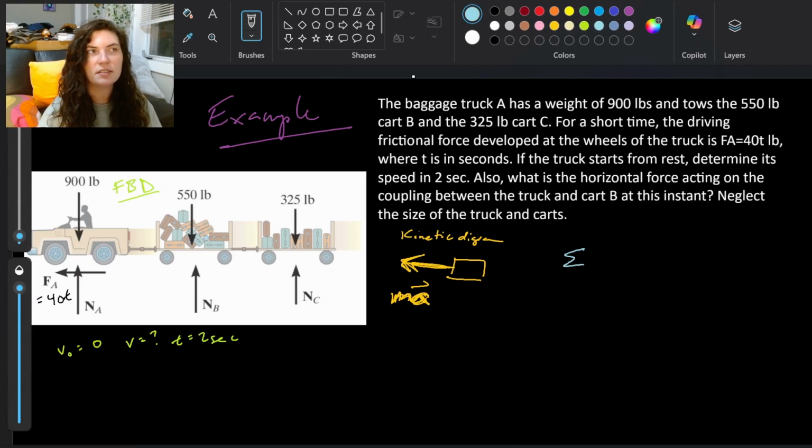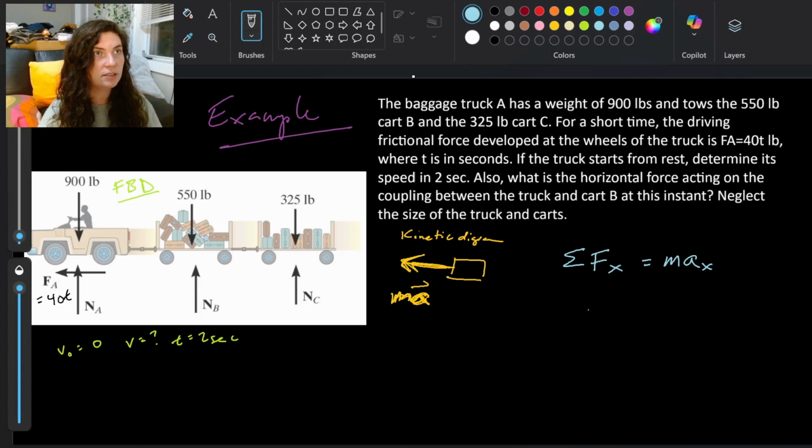And in this case, we really only need to be looking at our x components here. Sum of Fx equals max, because there's only acceleration in the x direction, right? None in the y direction. There is no z direction given. So really we only need the one single equation of motion: sum of x forces equals mass times acceleration. So taking a look at our free body diagram, what are my x forces? And really I've only got the one.